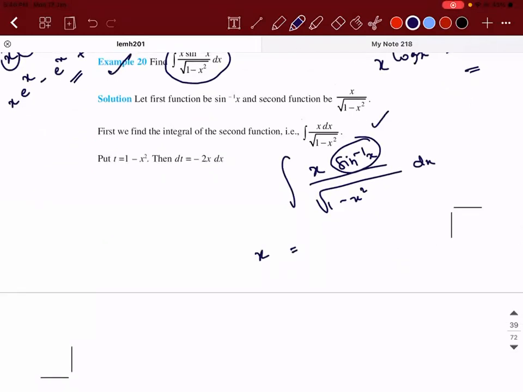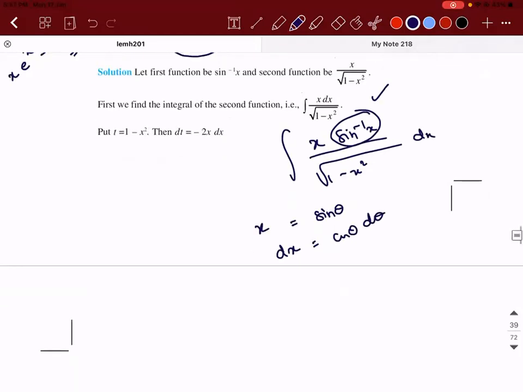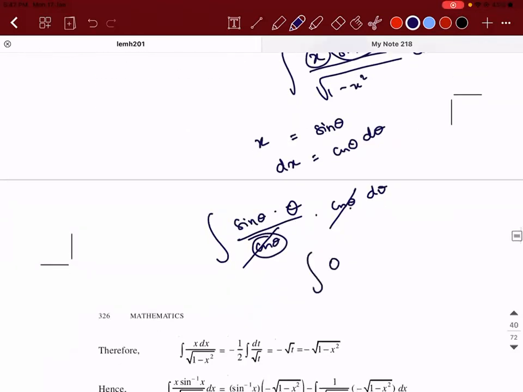So what can you substitute for x so that you can eliminate sine inverse x? It should be sine inverse x equal to theta. You put x equal to sine theta, then dx will be equal to cos theta d theta. So integral of, in the place of x, I write sine theta, into, in the place of sine inverse x, theta, divided by cos theta, into cos theta d theta. Why did I write cos theta in the denominator? Because root of 1 minus sine square theta is cos theta, into dx which is cos theta d theta. Cancel this, and you are left with integral of theta into sine theta d theta. This is easier to handle.